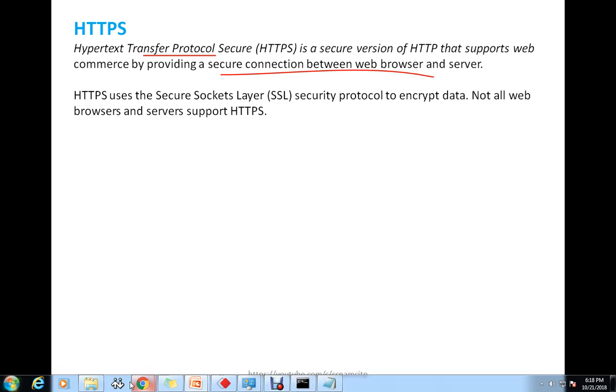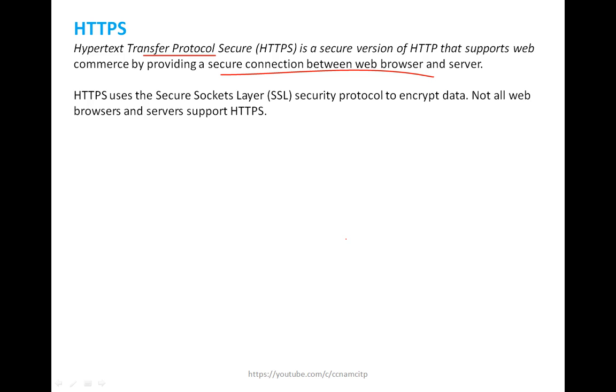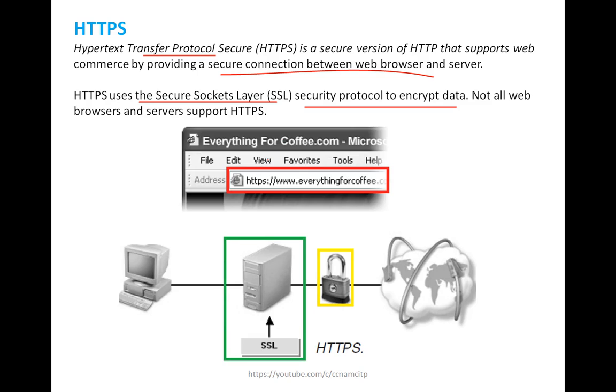If you see here, Gmail itself or any website is showing HTTPS. It is more secure as compared to HTTP, and it is using port number 443. HTTPS uses Secure Sockets Layer, SSL, for security control to encrypt the data. Not all web browsers and servers support HTTPS; there are certain web browsers and servers that don't support HTTPS, though they still support HTTP.